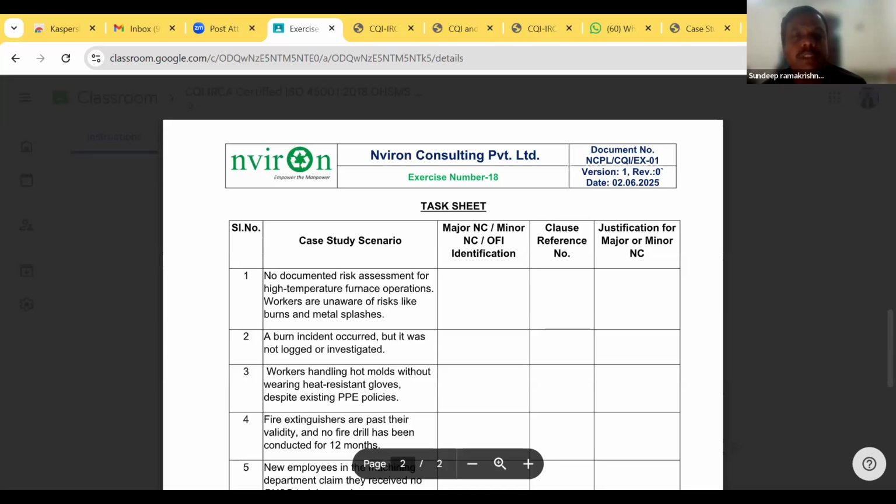Give me justification. See, again, in this case study scenario, specific details should also have been mentioned, okay? But we are giving general statements. Any non-conformity should be specific. On this day, this incident happened. As an auditor, you have got this detail from somewhere in the company only. You understand? Those details also need to be here. That is missing.